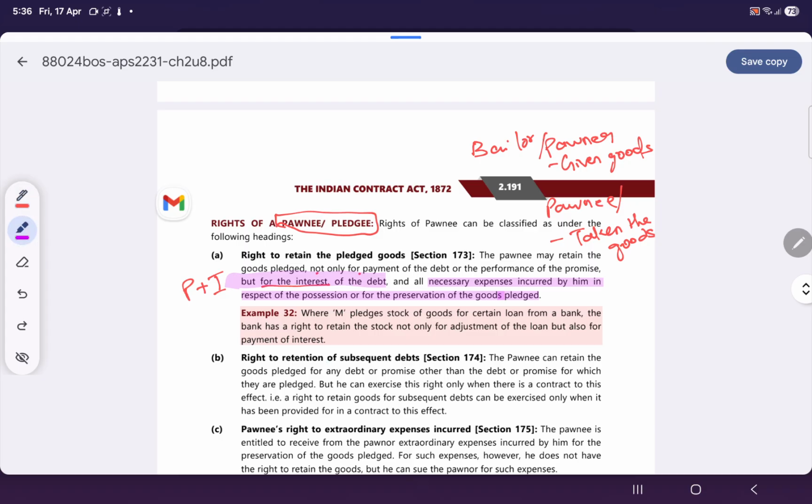The pawnee can retain the goods pledged for any debt or promise other than the debt or promise for which they are pledged. I have pledged for loan 1. I have repaid loan 1, but I have not pledged anything for loan 2. I can use those goods for loan 2, though I have not pledged anything, but he can exercise this right only when there is a contract to this effect. So this is like the right of general lien. It is not automatic; there should be a contract to this effect. The right to retain goods for a subsequent debt can be exercised only when it has been provided in a contract to this effect.